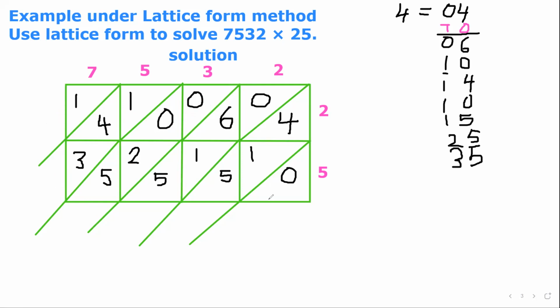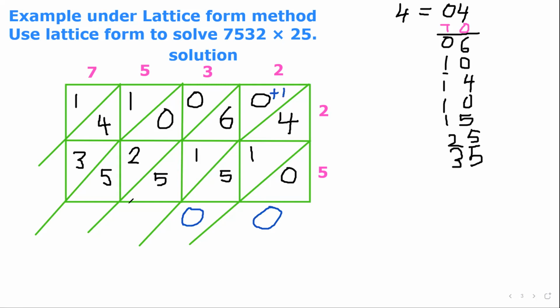Now the first diagonal here is a single number, so that is the 0. Okay, so let's see this one. The 4 plus 1 here is 5, plus 5, that is 10. Then you write 0. Remember 1. Okay, you add it to the next diagonal.